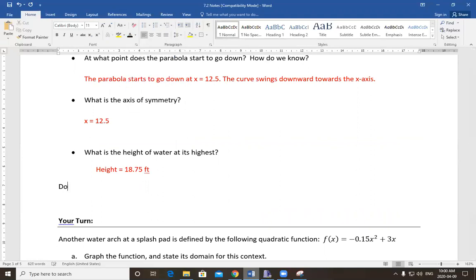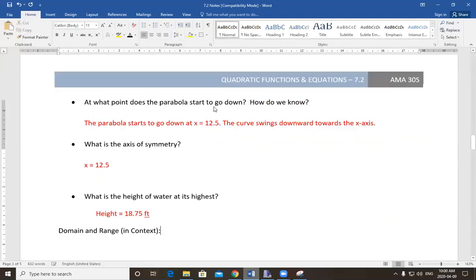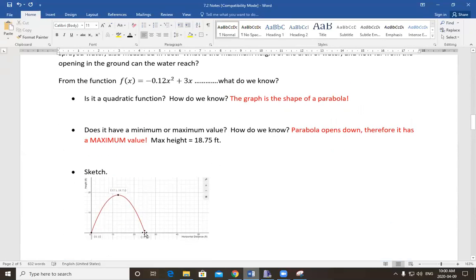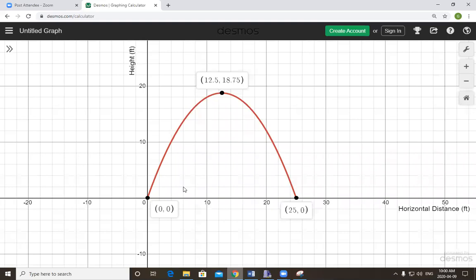Okay, so domain and range in context. So in context means real life. So in this situation, we're talking about water having a height. And when we started our experiment, we have to hang out in quadrant 1, that's fine. But the context is, what is the maximum height the water reaches and what is the maximum horizontal distance it reaches? It doesn't go past 25 feet horizontally and it doesn't go past 18.75 feet vertically.